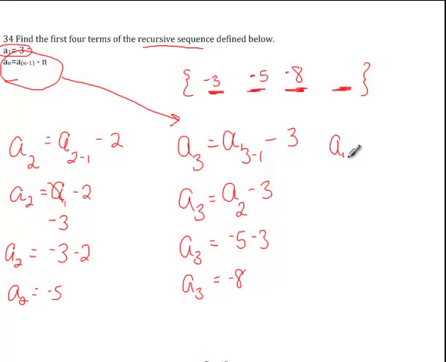My fourth term, now n is 4. My fourth term is found by taking my third term and minusing 4. My fourth term is found by taking my third term, which is -8, and minusing 4. So my fourth term is -12.